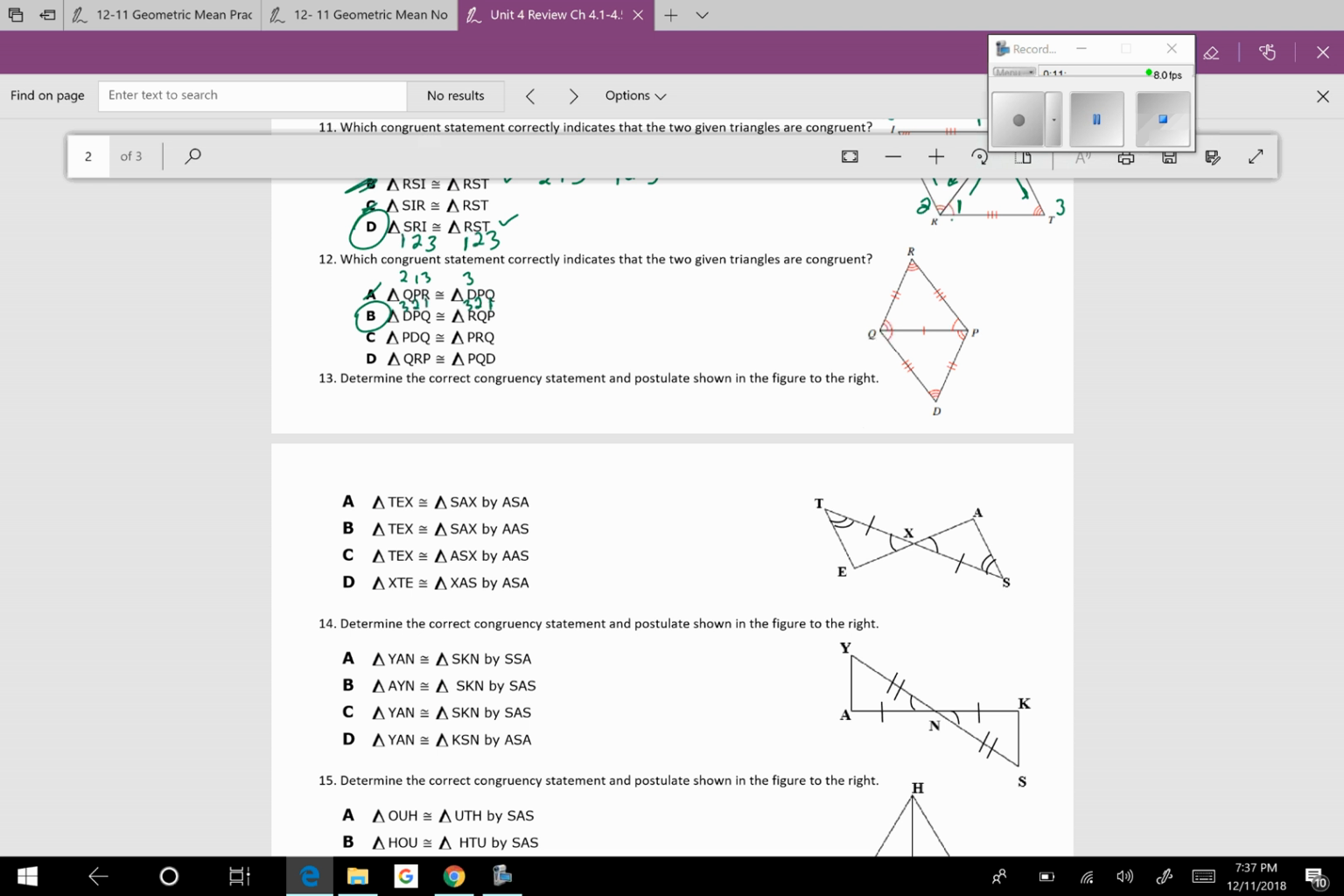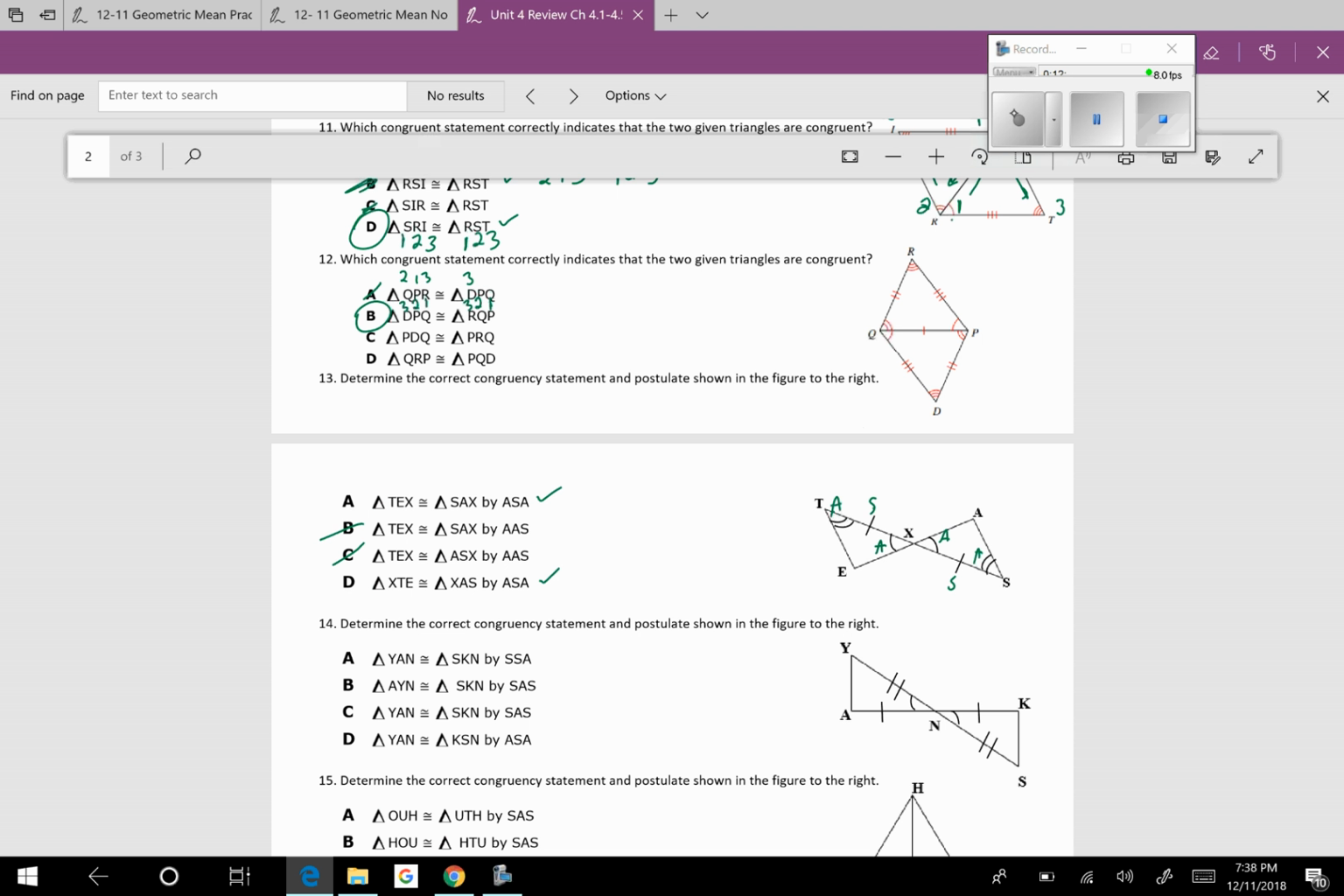All right, 13. It says determine the correct congruency statement and the postulate shown in the figure to the right. So for this one, we have an angle, a side, and an angle. Okay, angle, a side, and an angle. So we're looking for angle, side, angle, because the side is right between the two angles. So angle, side, angle, we could do this one. Okay, angle, angle, side, that doesn't work. Angle, angle, side, that doesn't work. Angle, side, angle, that one's good.